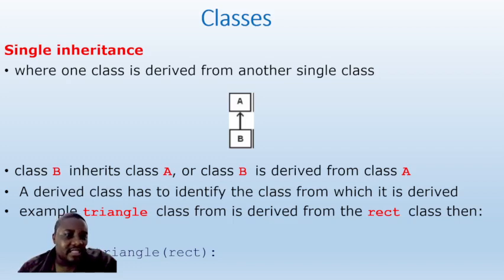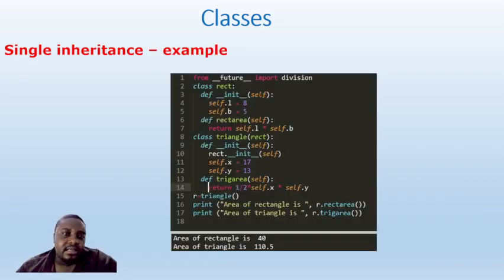Then the class triangle and the rect class, the way we have written here in this definition of the structure of a class. So this is a simple example of a single inheritance example of classes. You can see there is from __future__ import division, class Rect, define init self, and so on. After running this code, you will see that the result is the area of the rectangle is 40, or you can also use different values.